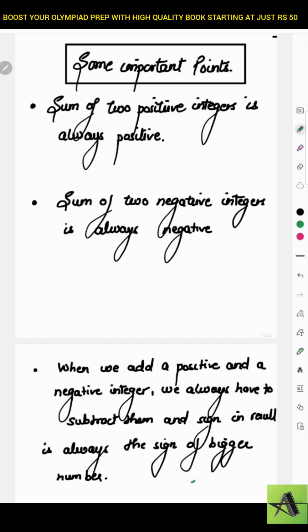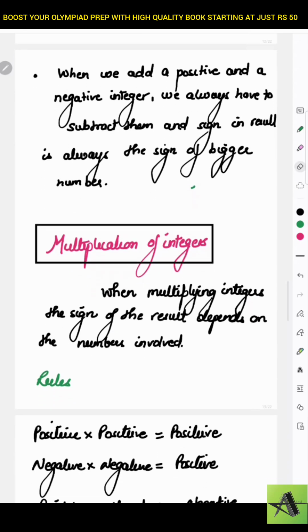Next says the sum of two negative integers is always negative. That means if I'm adding minus 4 minus 3, my answer would be minus 7. This is a fixed rule. If you're not aware of this, please go to the previous video. I have already attached the link in the description box. You can just click and it will help you in understanding the previous parts. So whenever we add two negative numbers, the answer is always negative.